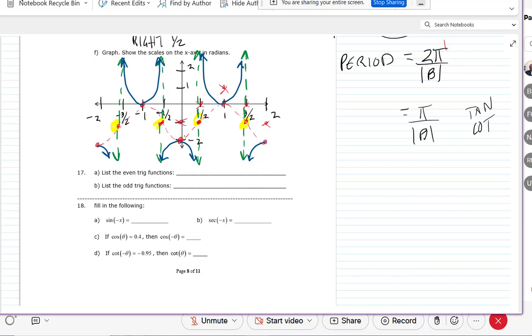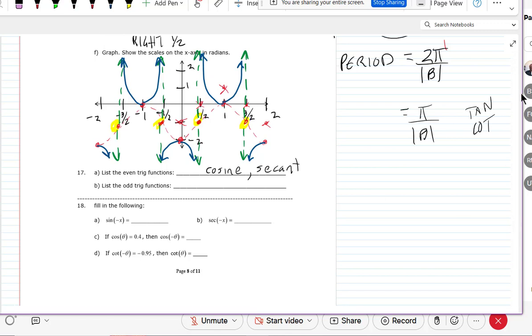Okay. So really, once you get a good handle of your graphs, then we'll have a better understanding of what the even trig functions are. Basically, there's only two even trig functions. There's the cosine, and then there's the secant. Those things are reciprocals of each other.